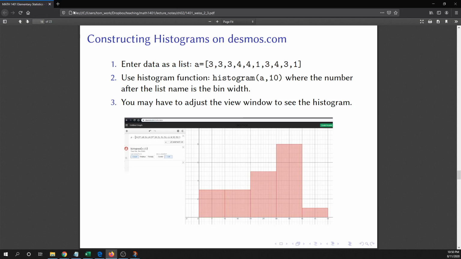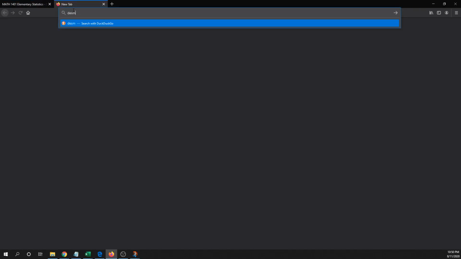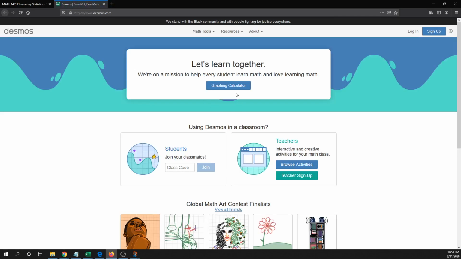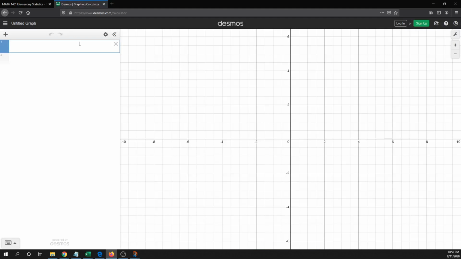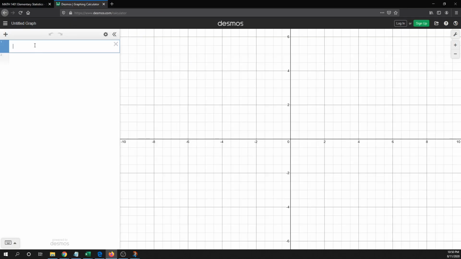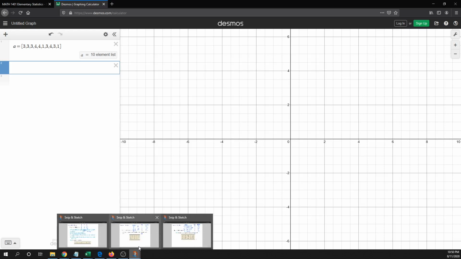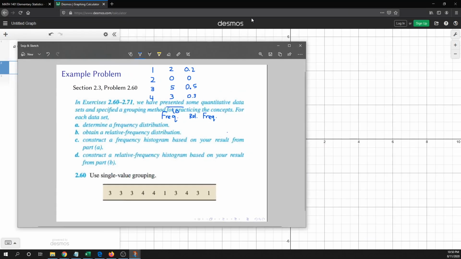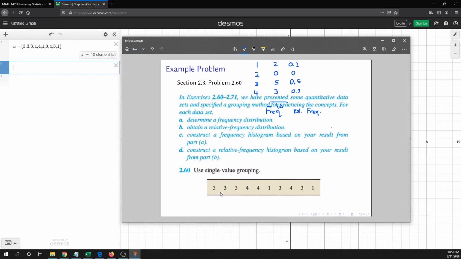All right, so what I'm going to do is just show you how to generate a quick histogram on Desmos. It's really easy. So desmos.com, and click on graphing calculator. To type in your list of numbers, you would just type it in this format here as a variable, a equals, there we go, a 10 element list like that. So this is a list, the values are separated by commas, okay? And I think this is the exact data that we did earlier, pretty sure, yeah.